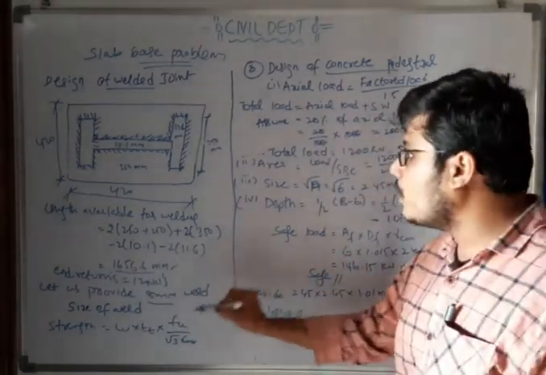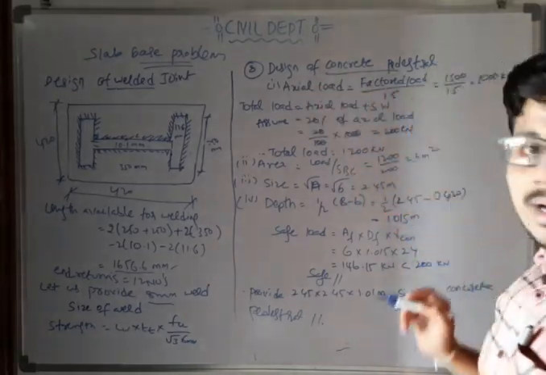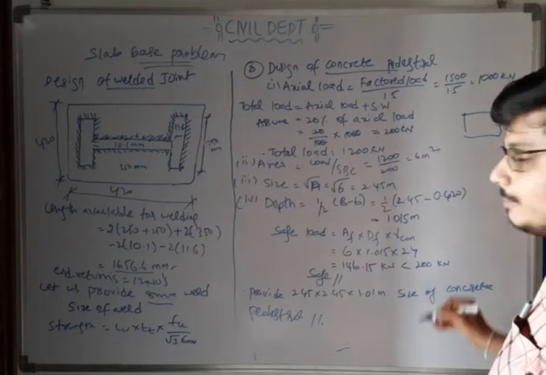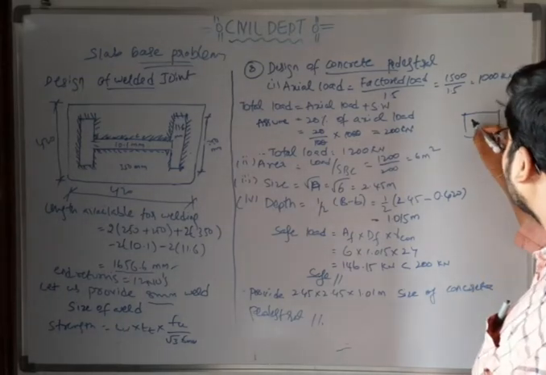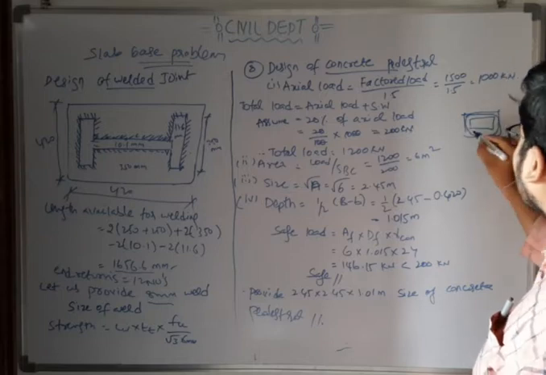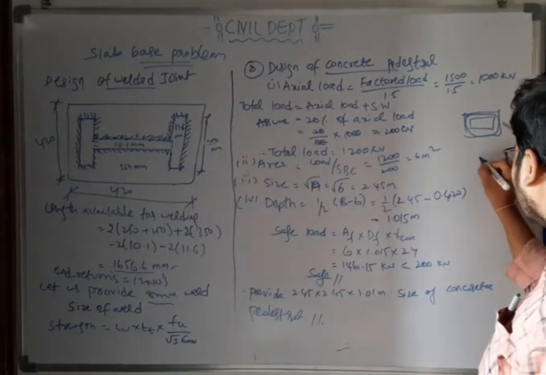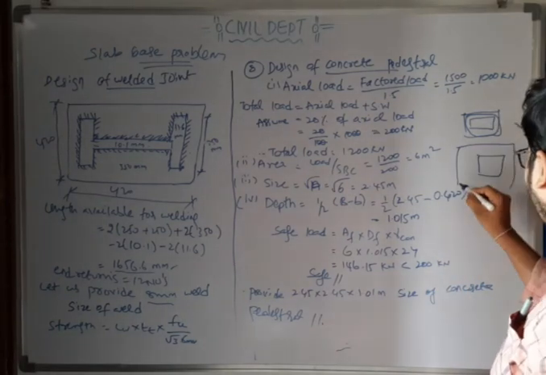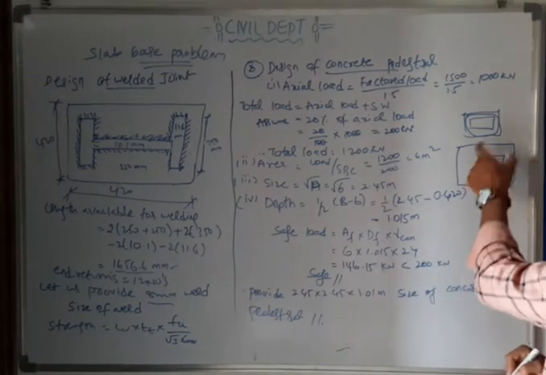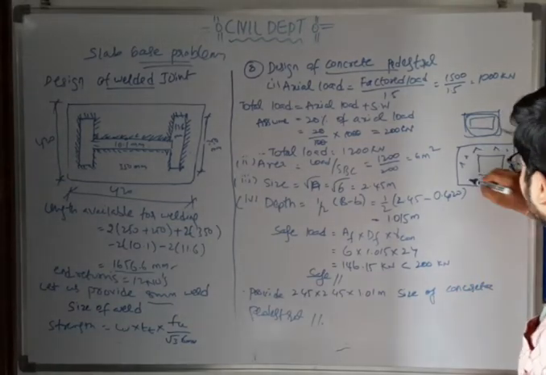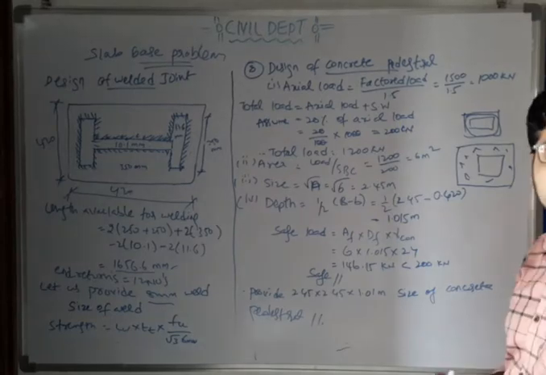Okay. Last step, design of concrete pedestal. As we know, we design the slab base plate, and upon this we design the concrete pedestal. This is the area for the concrete pedestal we should provide. We have provided the slab base plate, so the outer line of the slab base is the concrete pedestal. So how to design the concrete pedestal?